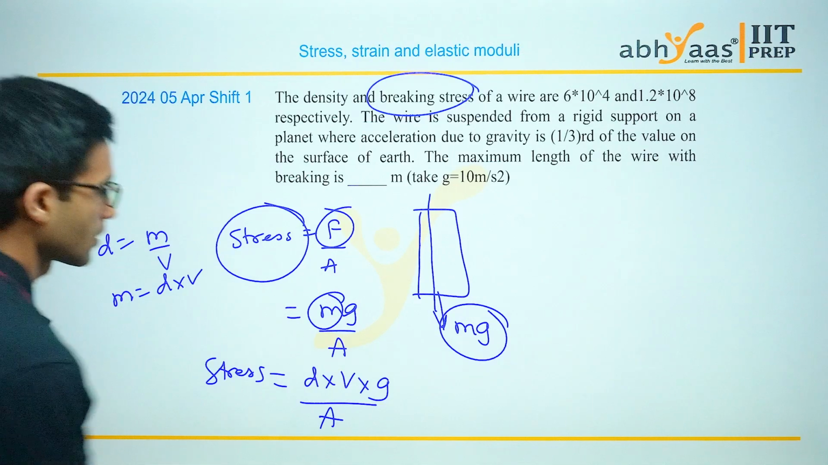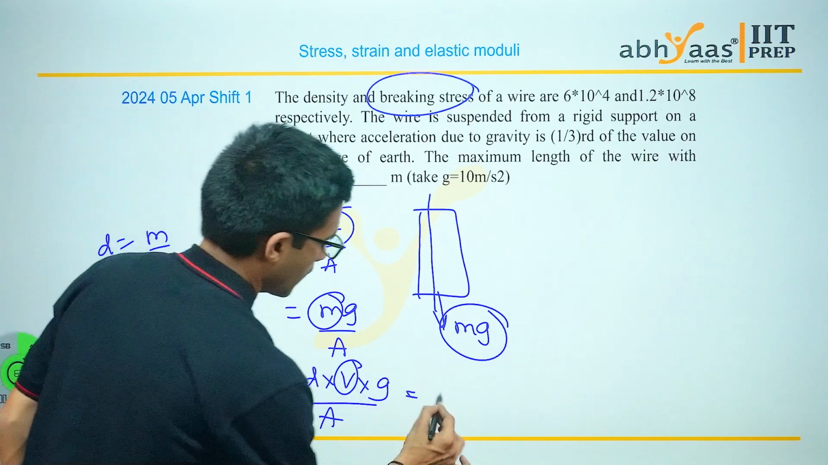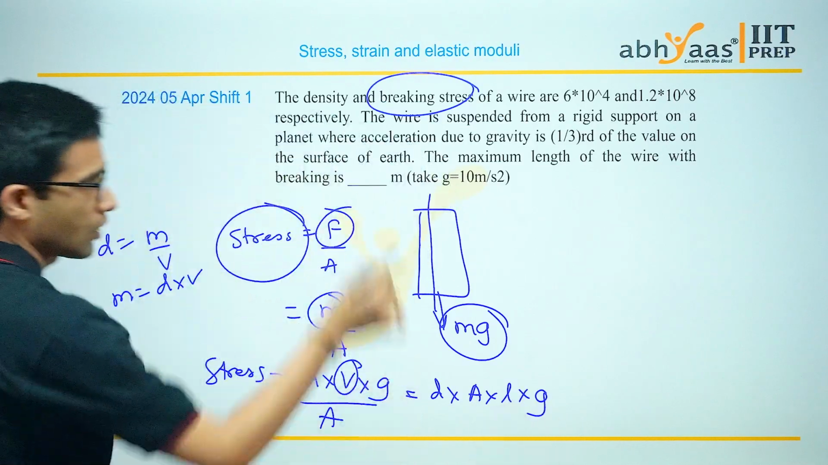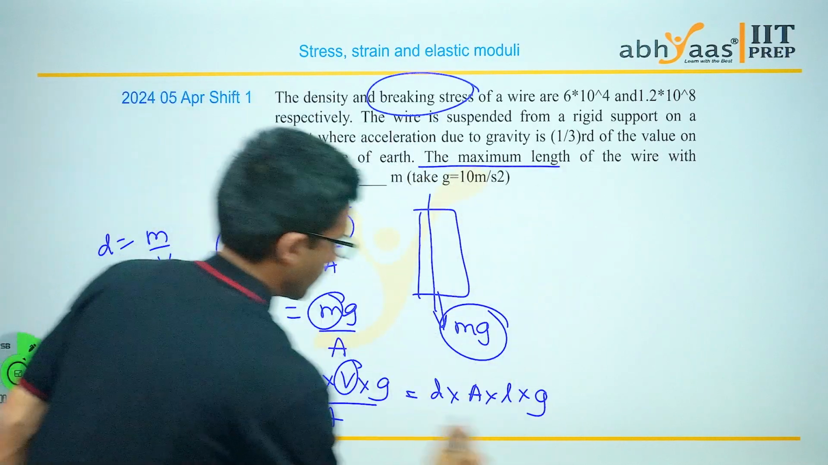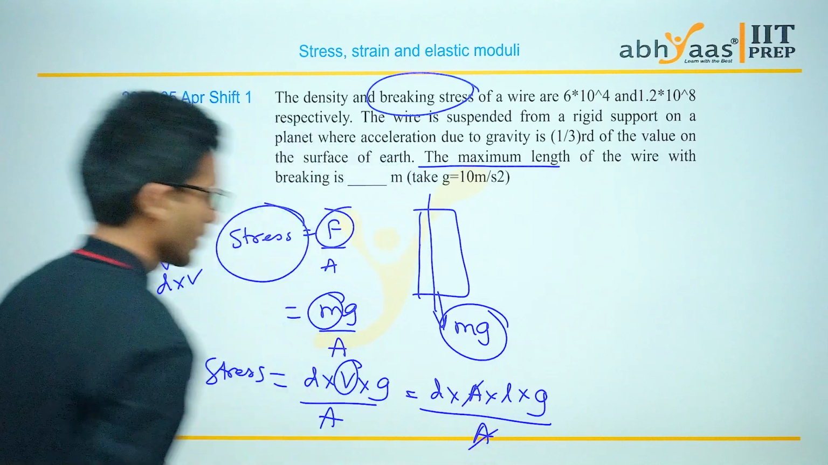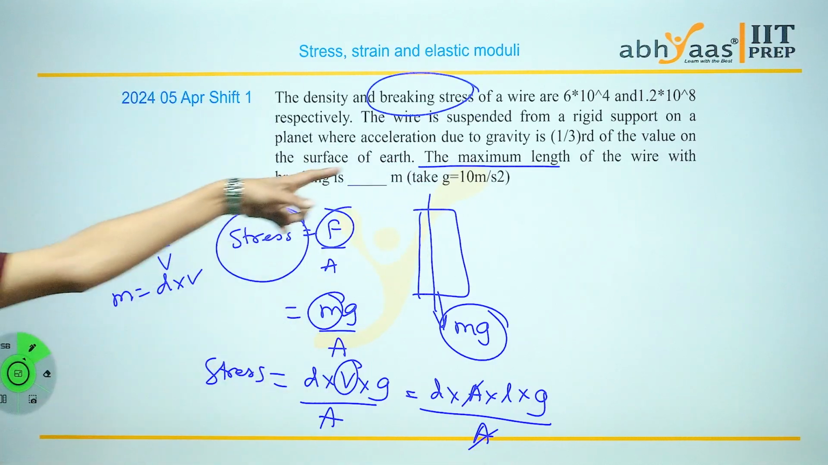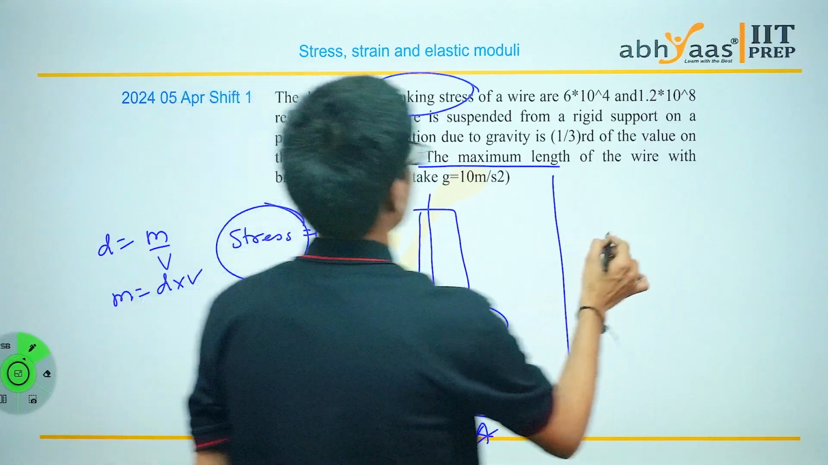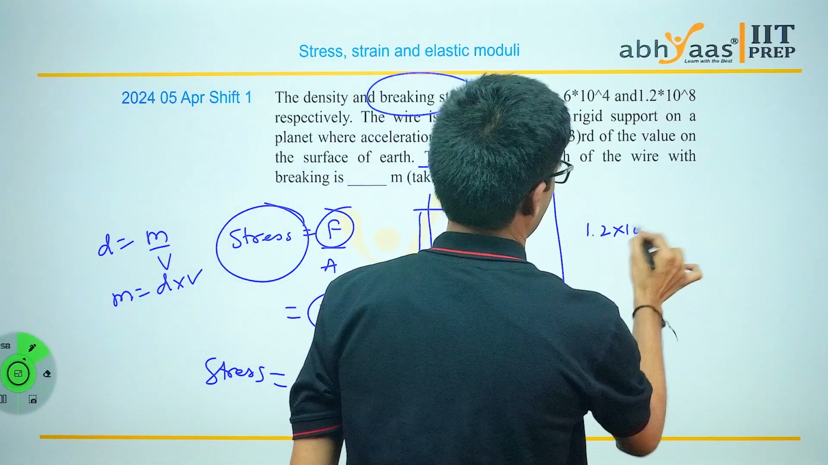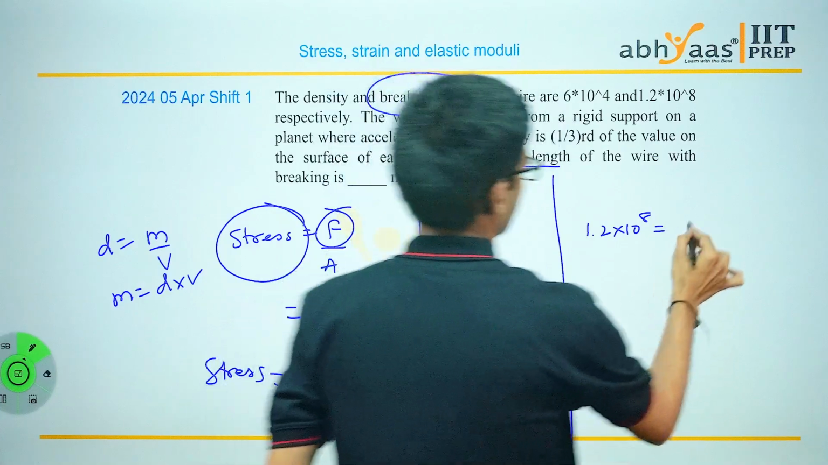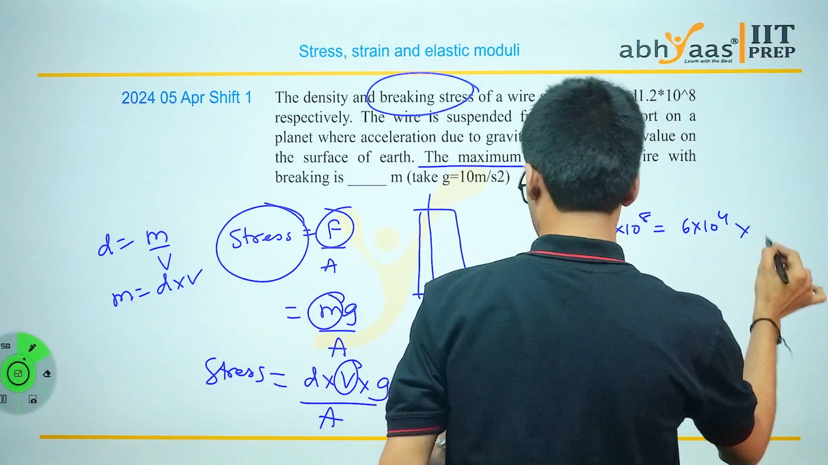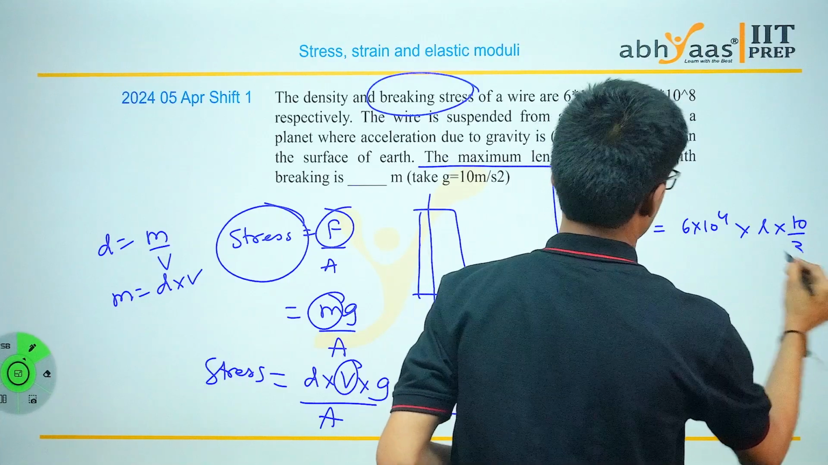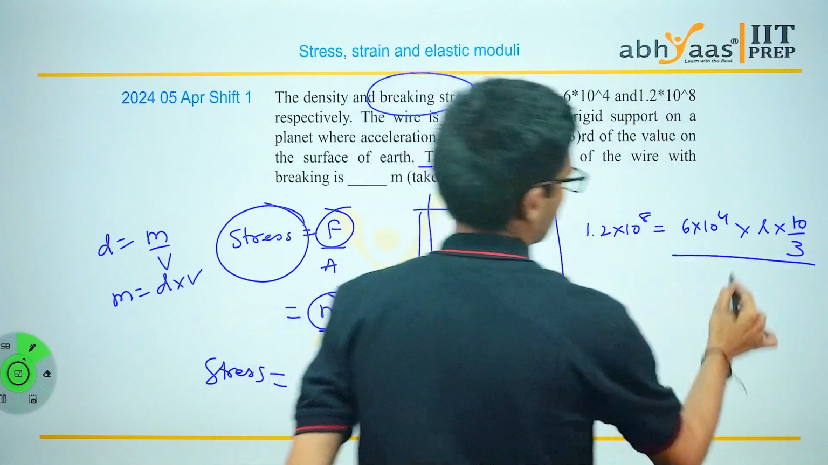How to change this? Volume of the wire, if you convert that into area into length, you will get the option. So length is what we want. Area cancels. What will you get? The g value is g by 3. So stress value is given, 1.2 into 10 power 8 is equal to density 6 into 10 power 4 into length we need to calculate, into g by 3, that is 10 by 3, divided by area.